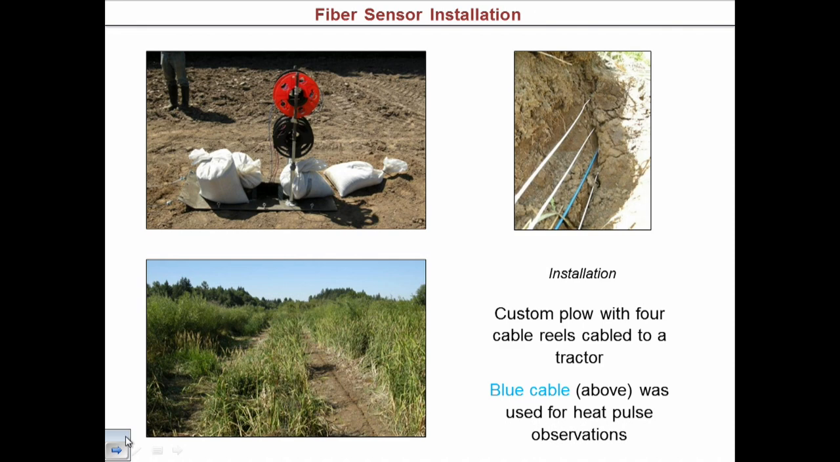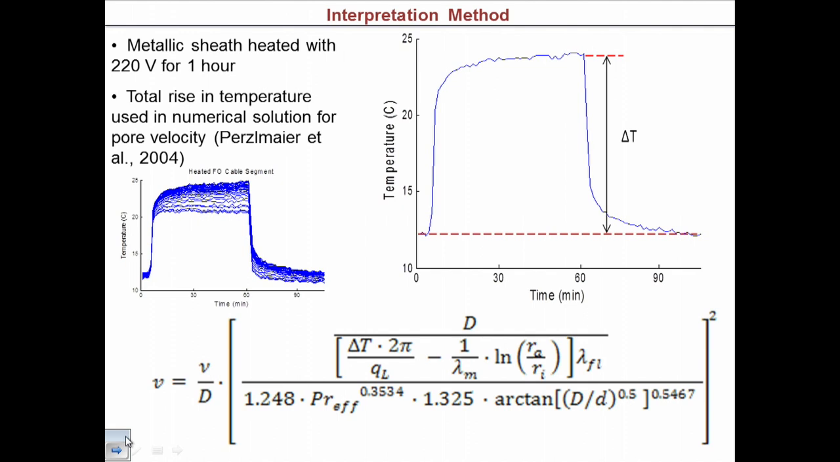On the right here, the blue plots show these different responses. These are actual responses from our data of the temperature change on different segments of the cable. And what you'll see is that some of them went to 23 degrees C, and many of them were only going to 20 degrees. So there's a difference in total change in temperature, and that's due to the flow. This is a 1-hour pulse. And the equation at the bottom gives you velocity as a function of delta T. You can see delta T right in there. So simple equation, but it does work.